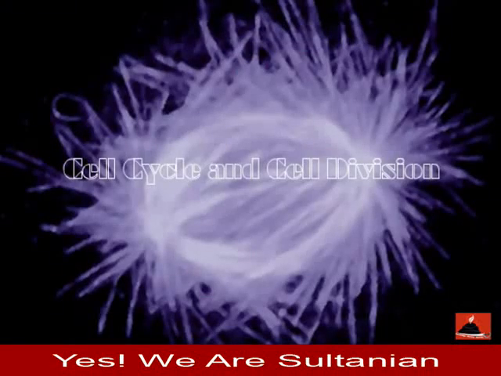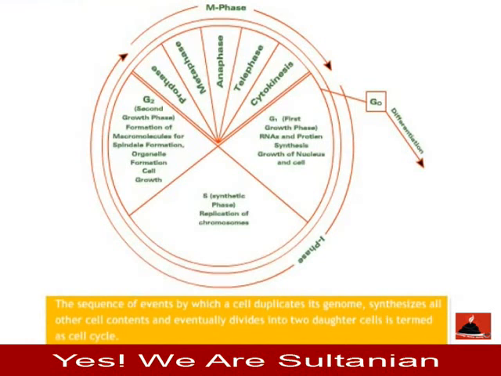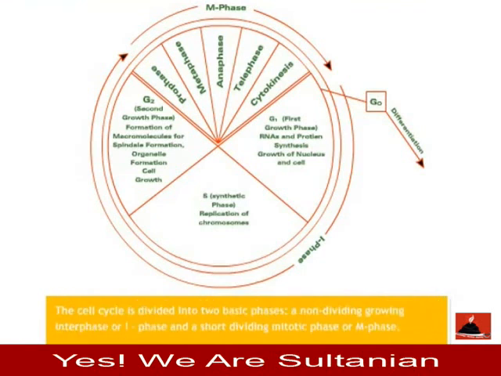Cell cycle and cell division. The cell cycle, the sequence of events by which a cell duplicates its genome, synthesizes all other cell contents, and eventually divides into two daughter cells, is termed the cell cycle.